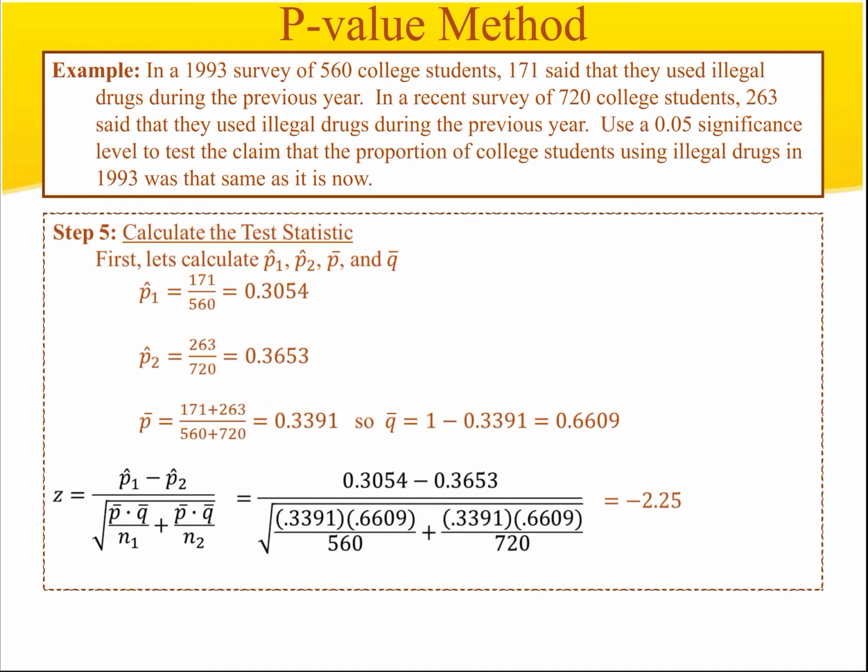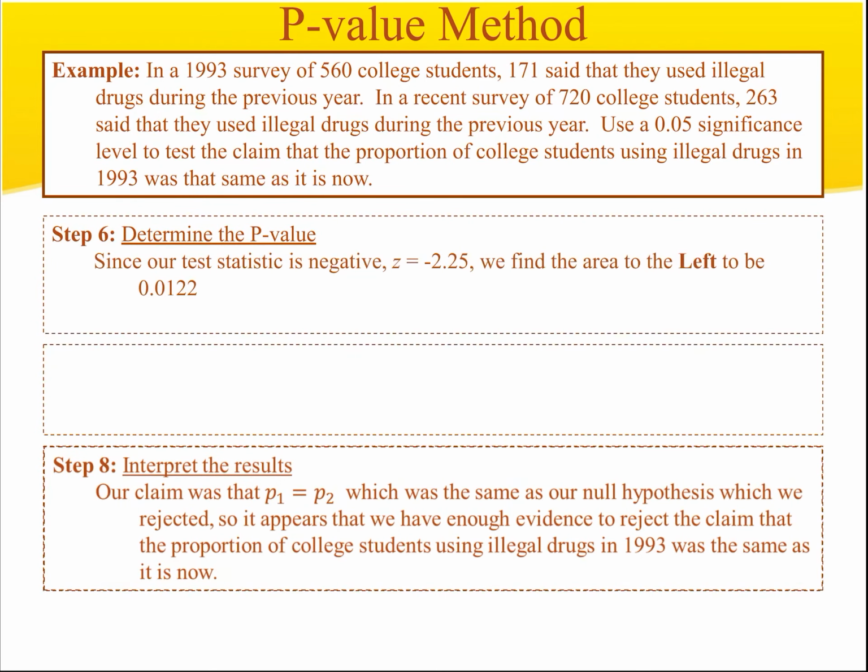Okay, since we're using the p-value method, we need to find the p-value that corresponds to that Z test statistic. So let's do that. Since the test statistic is negative, we find the area to the left. Again, you're using your normal distribution chart, your graphing calculator, or maybe Excel. And we find the area to the left to be 0.0122. Now remember, this is a two-tailed test, so that is only the area to the left. We want both areas, so we double that. So the p-value is 0.0244.